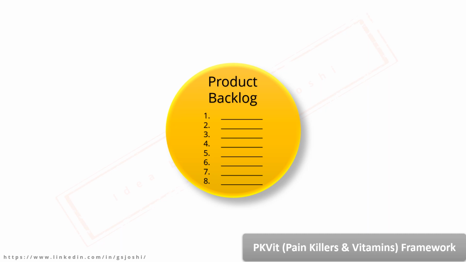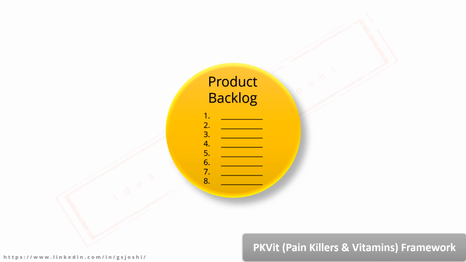Do you want to prioritize your backlog with a new, easy to use framework? Or is someone telling you to implement all backlog items right now as everything is of high priority? Or you just want to learn a simple prioritization technique in less than 5 minutes? Then PKVit might just be the framework you are looking for. It's very easy to use as well as easy to understand.